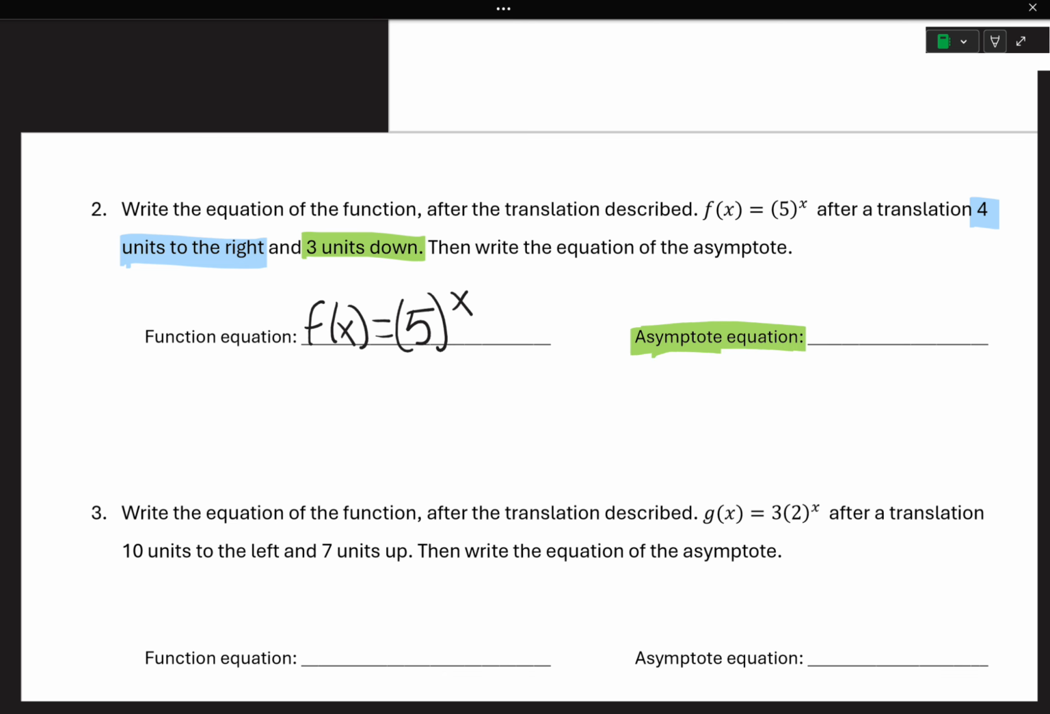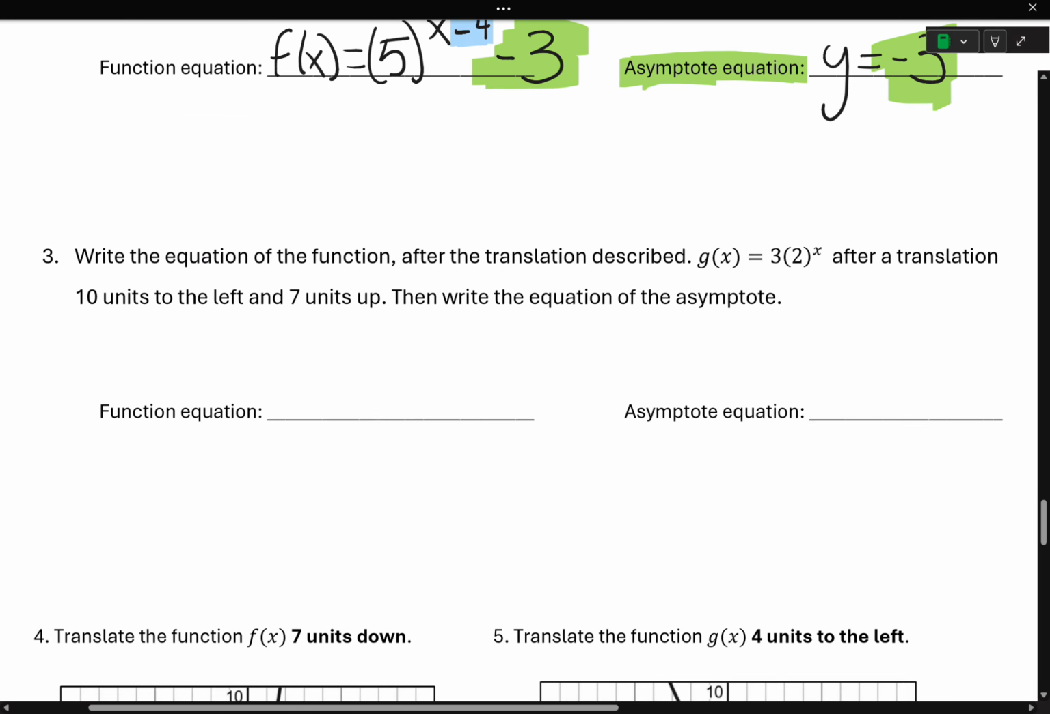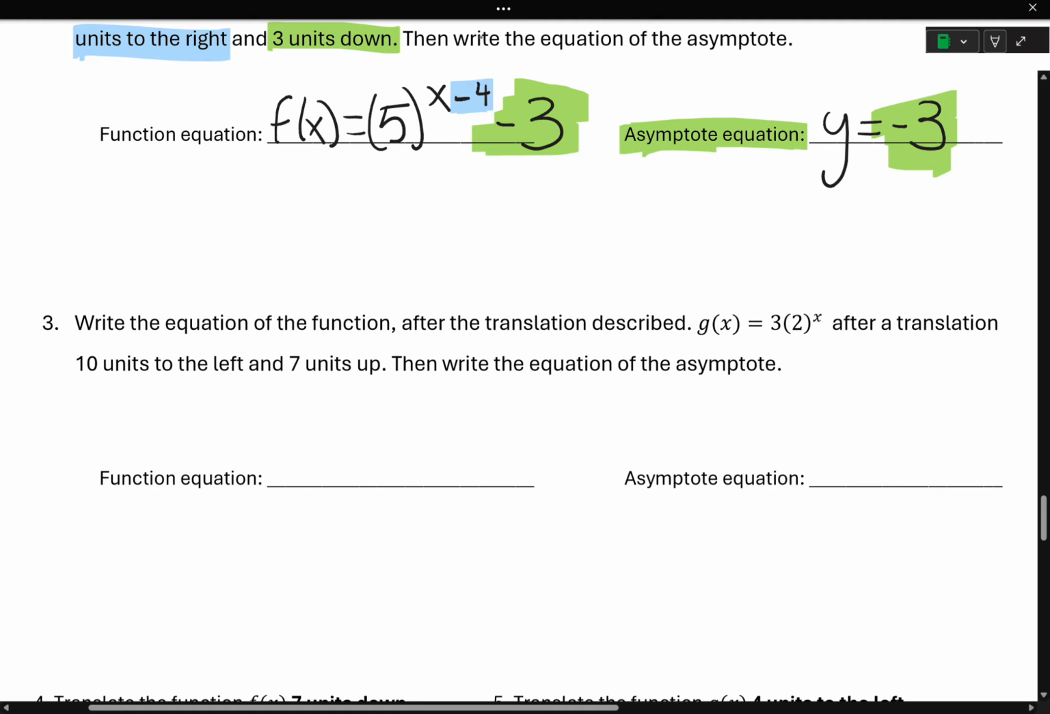All right, let's start. To the right is subtracting in the exponent. Down is subtracting on the outside of the base. Our asymptote is also going to be that minus 3 that we're subtracting from the whole base. That's it. Let's try number 3. We have g of x, 3 times 2 to the power of x. We have a translation 10 units to the left and then 7 units up.